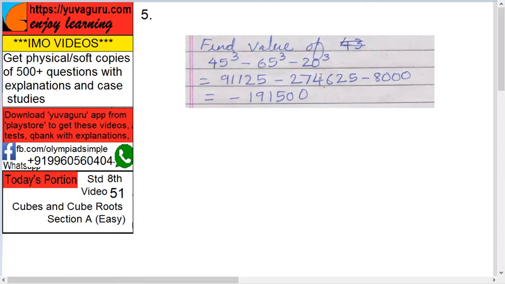zeros, 8000. Okay. Now in subtraction, what you do is, 91125, which is bigger? So 274625 is bigger. So 274625 minus 91125, and the sign of the bigger one, and then minus this will become minus something, minus 8000. So the final answer will be minus 191,500. You try it yourself.